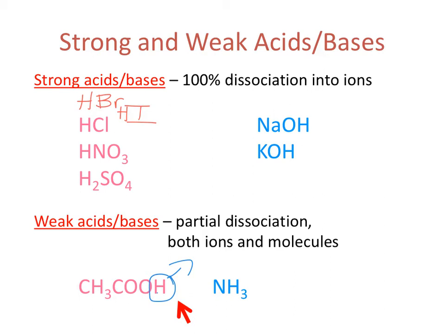NH3 is ammonia, which I talked about at the beginning. This is what's in Windex that makes it slippery. It is very interesting because as you see, it doesn't have an OH. So we'll talk about why that becomes basic after we talk about the math.